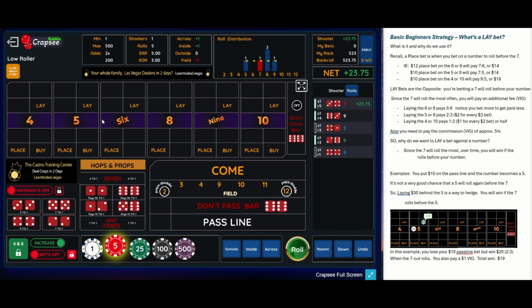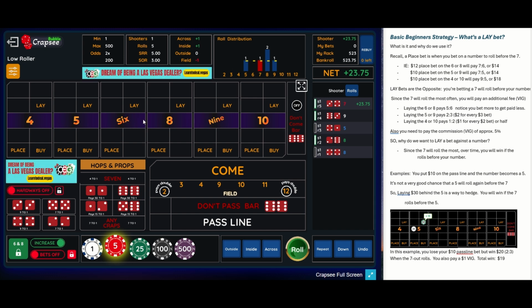Let Crapsy calculate your actual payouts. If you're at the table, you're going to want to put increments of $6 when you lay the 6 and 8. Your 5 and 9 you want to be divisible by 3, and your 4 and 10 you want to be an even number. So if we put $100 behind the 4, and something divisible by 3, let's say $30 behind the 5, and $60 behind the 6, that's divisible by 6.